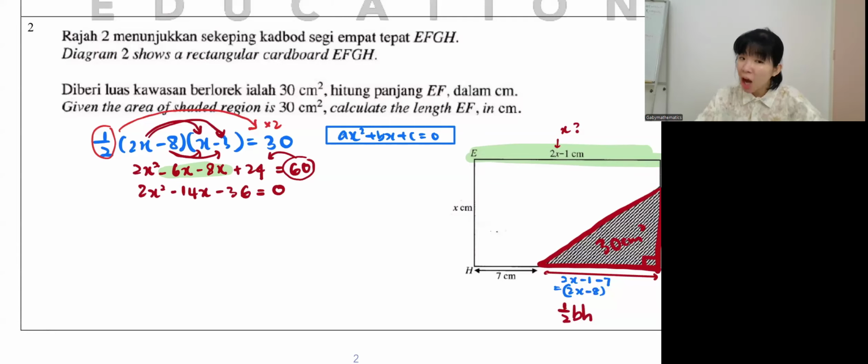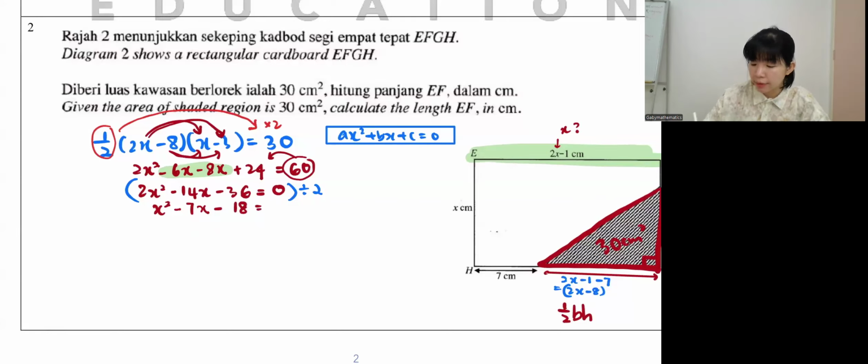Not yet, because look at this equation. The numbers here, 2, 14, 36, everything can still simplify. If we can simplify, we simplify. Everything can still be divided by 2. So 2x squared divided by 2, we get x squared minus 7x minus 18 equals 0 divided by 2, which is 0.